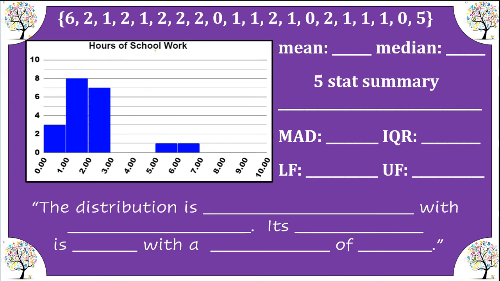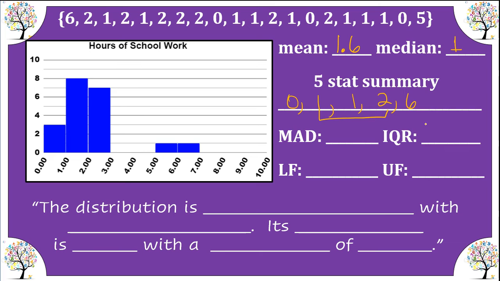Here we have hours of schoolwork. So our average of schoolwork is going to be 1.6. I'm not going to round that. Since we're talking about really small numbers, rounding would be too much of a skew. Our median value is 1, our 5-stat summary. The minimum of hours of schoolwork is 0. Q1 is 1. Q2 is also 1. Q3 is 2. And our maximum amount of hours of studying or schoolwork is 6 hours.